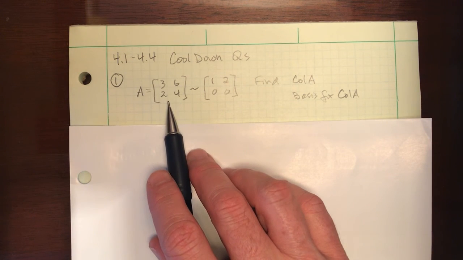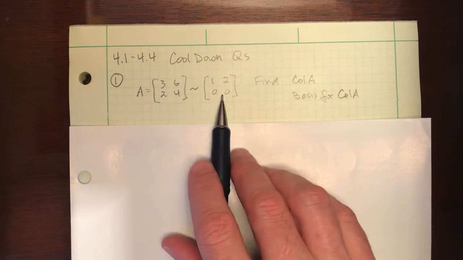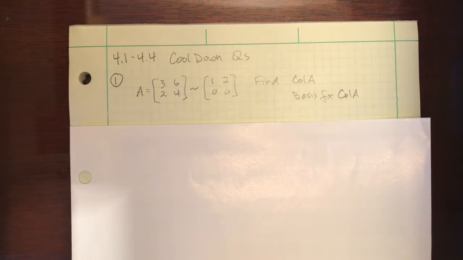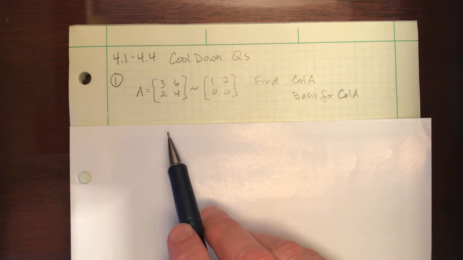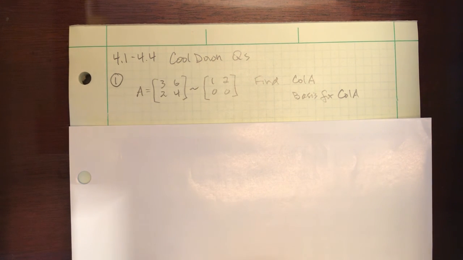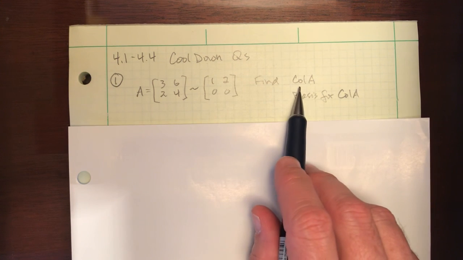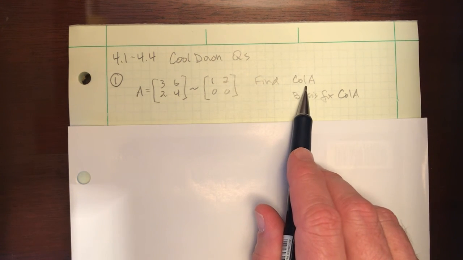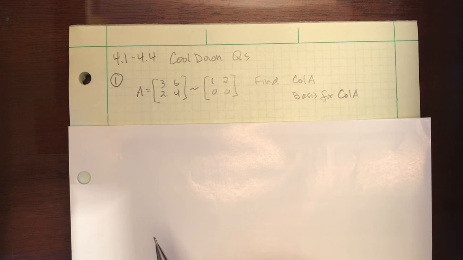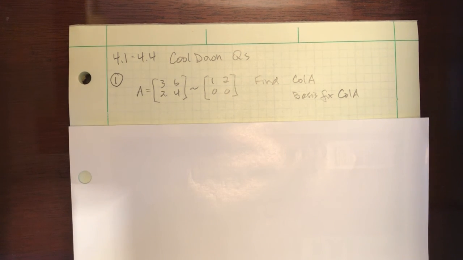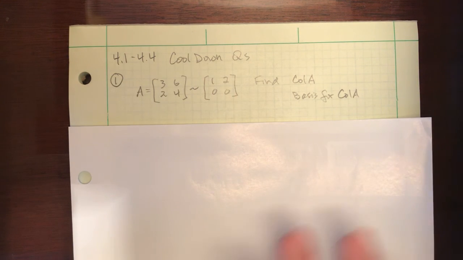If I've given you a matrix A, I row reduce it for you. So given that information, I'm asking you to find 2 things: the column space of A, and what's the basis for the column space. When I say the column space of A, it's the subspace of R2 spanned by the columns. All right, hit pause, and now I'm back.